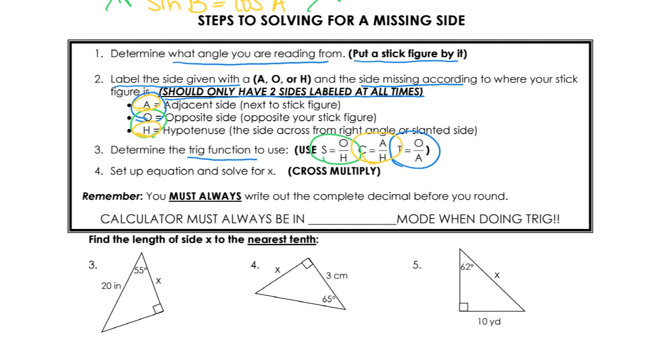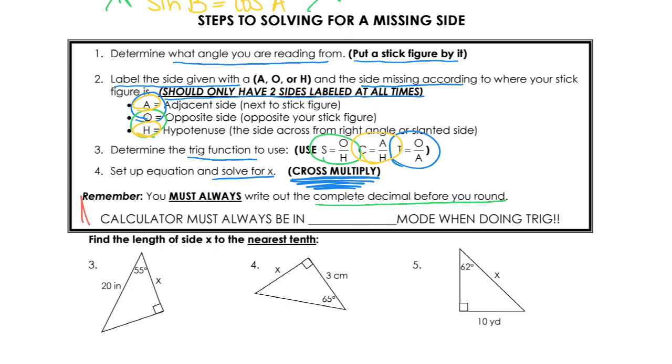Once we have our trig function equations set up, then we're going to go ahead and solve for x. And the trick is to put your left-hand side of your equation over 1 so that you can cross multiply, because you'll have a fraction equal to a fraction. A couple other things you have to remember. You must always write out the complete decimal before you round it so you can see what the decimal is and then see that you rounded correctly, because remember, I can't collect your calculator.